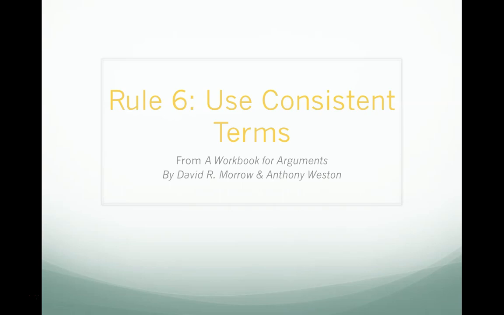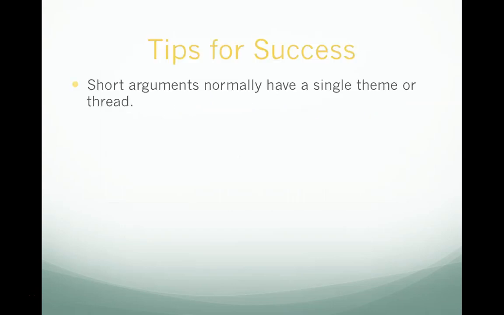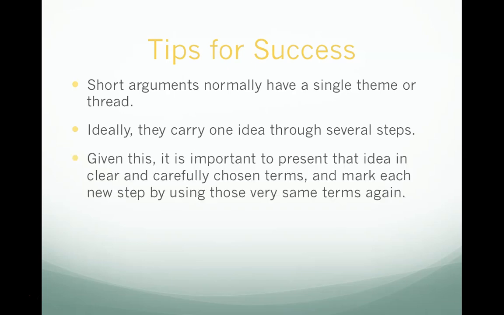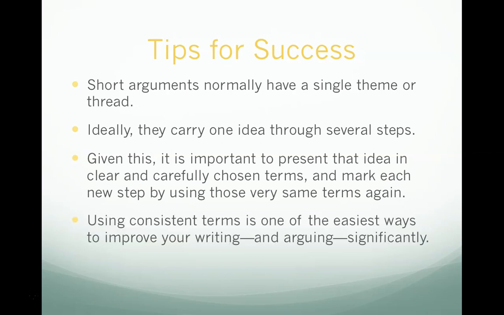Rule 6. Use consistent terms. From a workbook for arguments by Morrow and Weston. Short arguments normally have a single theme or thread. Ideally, they carry one idea through several steps. Given this, it's important to present that idea in clear and carefully chosen terms, and mark each new step by using those same terms again and again if necessary.